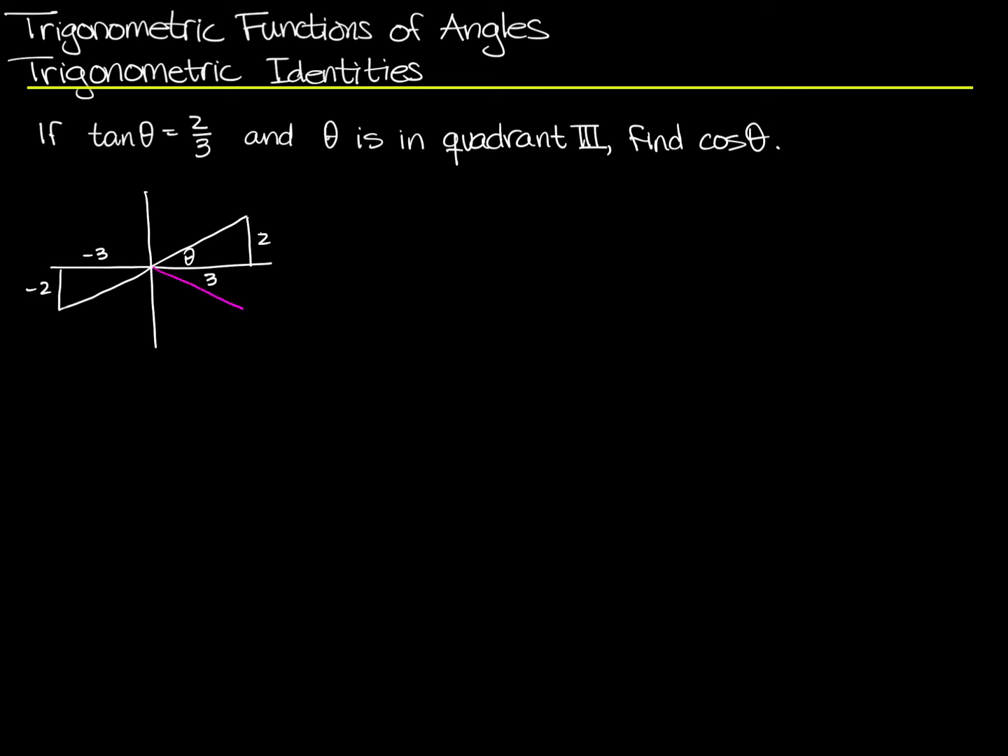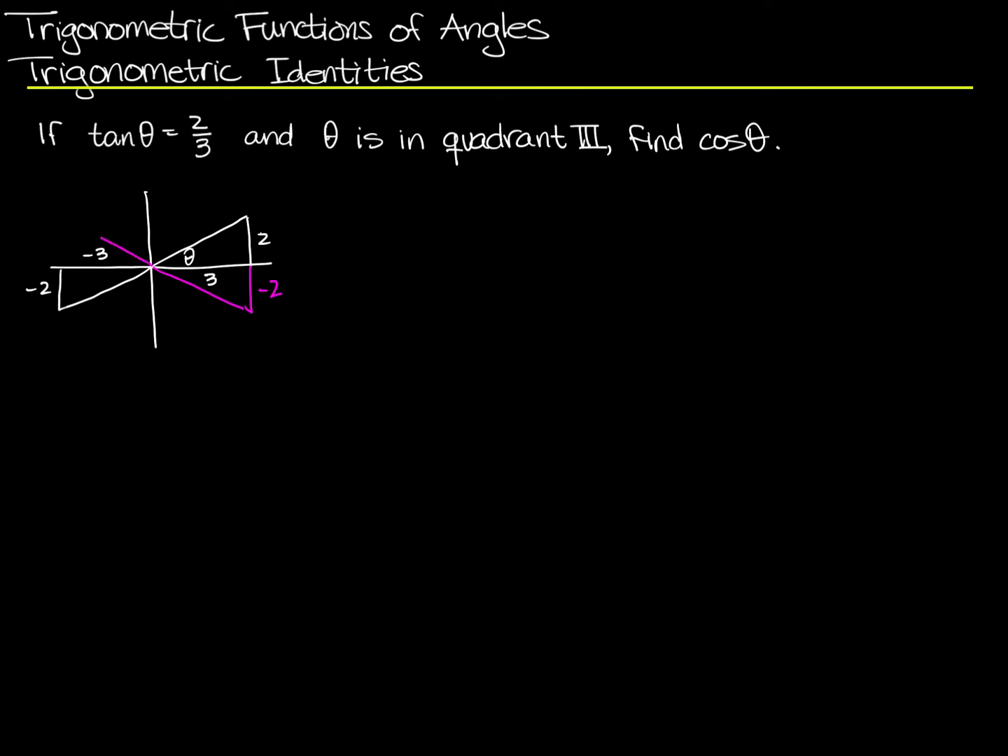It cannot be the case that the opposite is 2 and the adjacent is 3, where we're in quadrant 4, because in that case, we're down below the x-axis, and the y value here, which is my opposite, that's negative. A negative divided by a positive is a negative. The tangent is given as a positive 2/3.